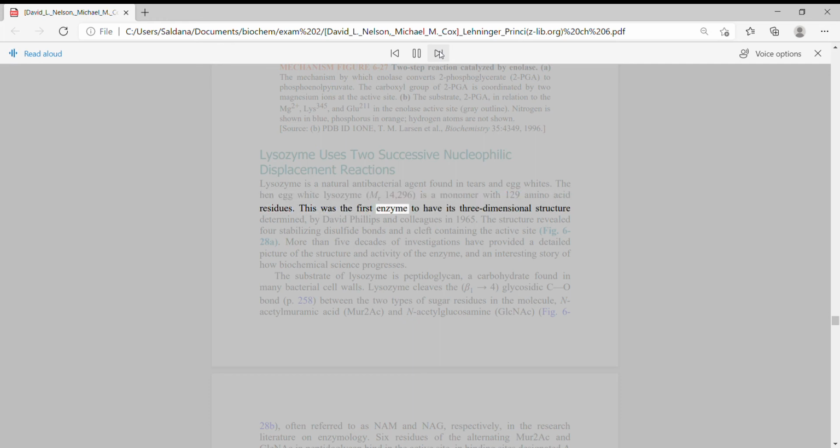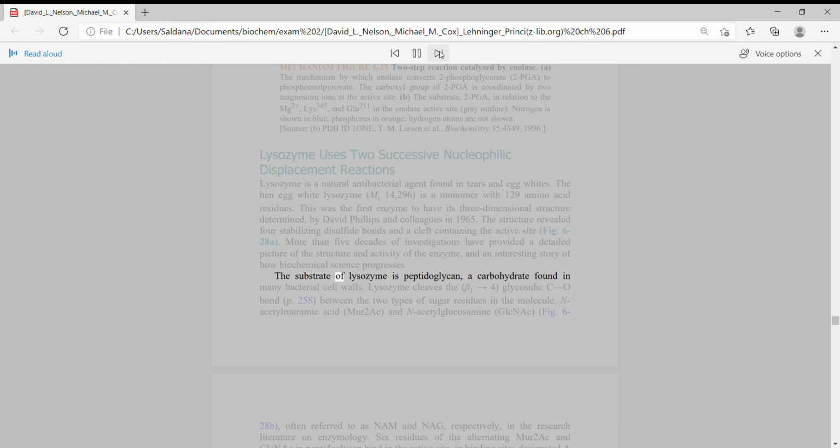This was the first enzyme to have its three-dimensional structure determined by David Phillips and colleagues in 1965. The structure revealed 4 stabilizing disulfide bonds and a cleft containing the active site, Fig. 6-28A. More than 5 decades of investigations have provided a detailed picture of the structure and activity of the enzyme, and an interesting story of how biochemical science progresses.